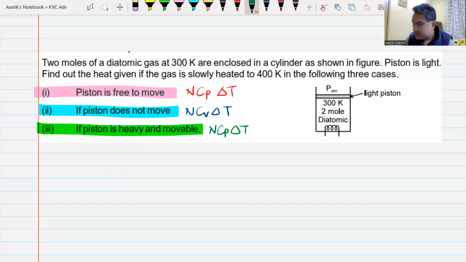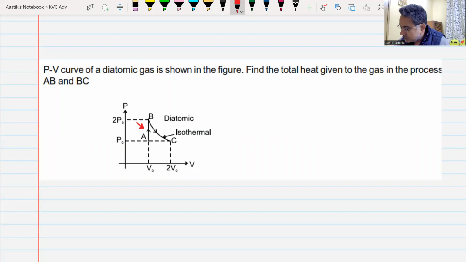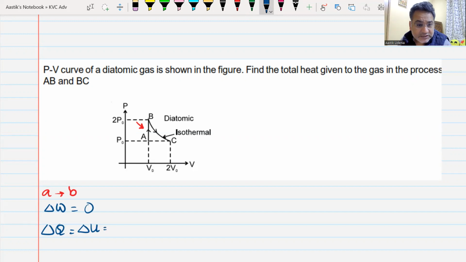Chalo then, this one. I think I've covered almost every nook and corner. PV graph of a diatomic gas is shown in the figure. Find the total heat given to the gas in the process A to B and B to C. A to B is a constant volume process, yes or no? Yes, sir. So delta W is equal to 0. Delta Q is equal to delta U, that will be equal to n CV delta T.